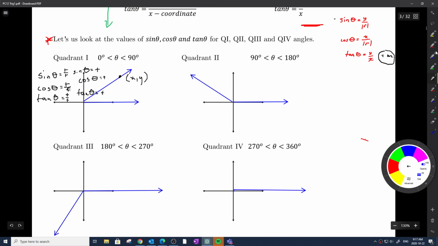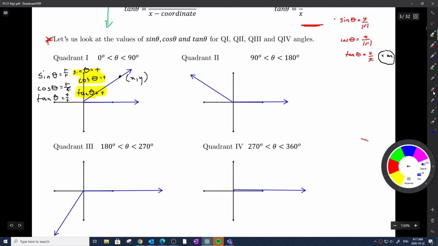So what have you and I just put together? In quadrant 1, sine is positive, cosine is positive, tangent is positive. So this is what it looks like in quadrant number 1.